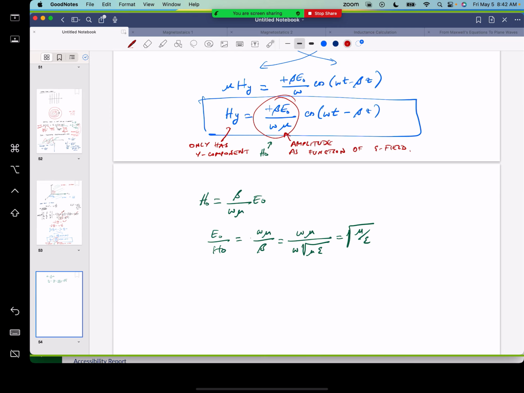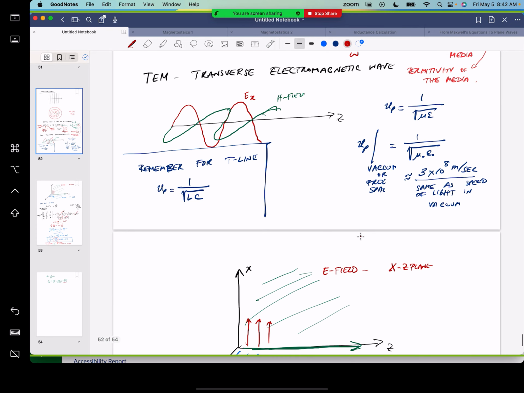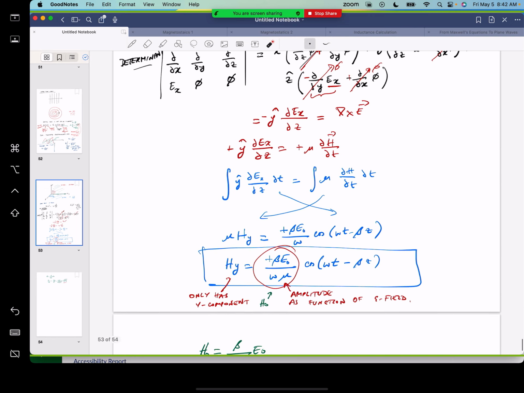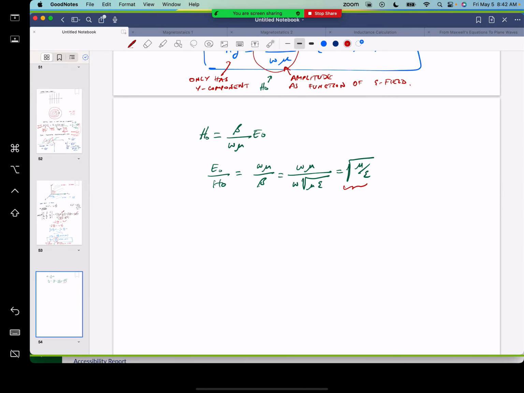And notice that this is the ratio of the electric field to the magnetic field amplitudes. Just like the group velocity looked a lot like a group velocity in a transmission line, with mu and epsilon taking the place of inductance and capacitance, this looks a lot like the characteristic impedance of a transmission line. If you remember, the characteristic impedance Z sub zero of a transmission line was square root of L over C. So this looks a lot like that.